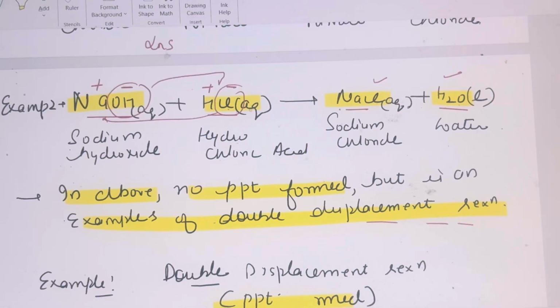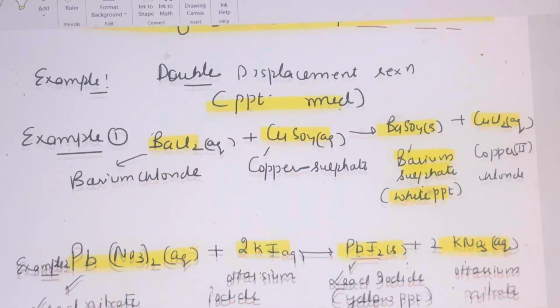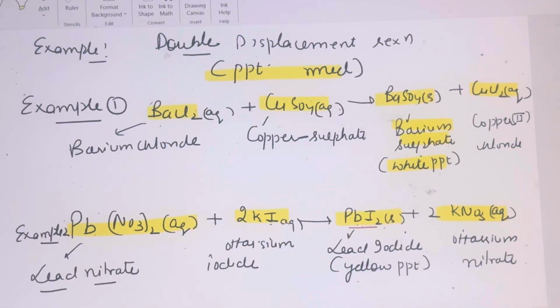Now I am going to explain the double displacement reaction where precipitation occurs. Like barium chloride, if it reacts with copper sulfate, it will form barium sulfate and copper chloride, and the barium sulfate is formed in the form of PPT, which is white in color. So again students, there is exchange of ions. This barium ion is positive, chloride ion is negative. So this positive ion will exchange its position with the positive ion of this copper sulfate, and it will lead to the formation of two new compounds, you just see here.